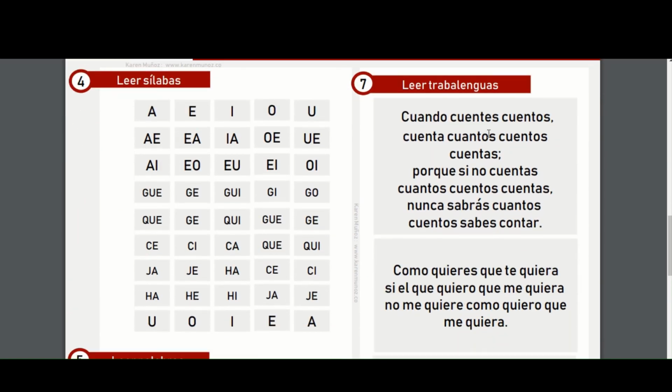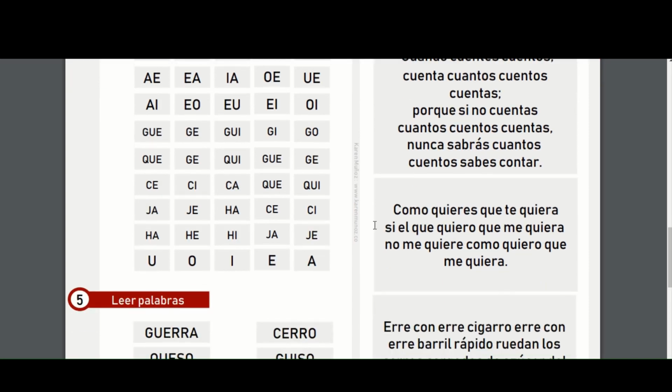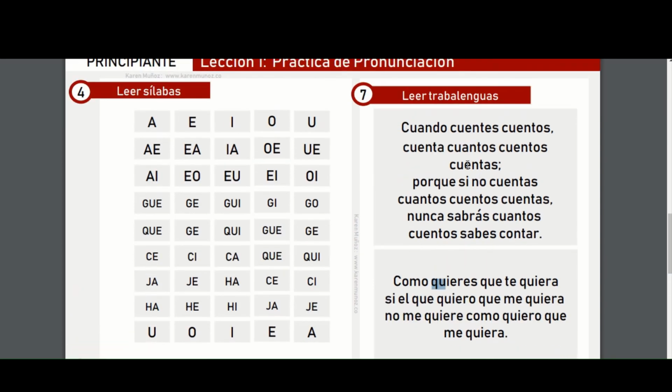Here there are others you can use. Cuando cuentes cuentos, cuenta cuántos cuentos cuentas. Porque si no cuentas cuántos cuentos cuentas, nunca sabrás cuántos cuentos sabes contar. Another one, ¿cómo quieres que te quiera si el que quiero que me quiera no me quiere como quiero que me quiera? ¿Listo? It's good to practice the K key combination. And this one is also similar to the Q. So it's good to practice this.